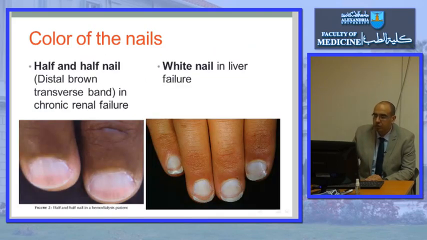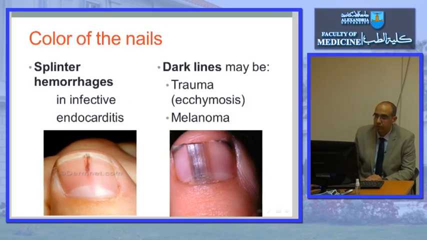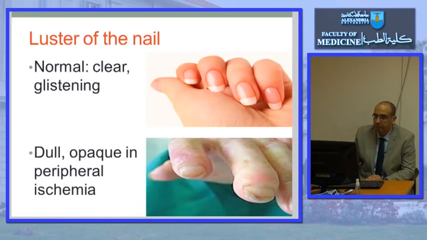Also, important colors and shapes of the finger include half and half nail, like here. Distal brown band is present usually in patients with chronic renal failure, or white nail, as you see here, in case of liver failure. Also, we might find splinter hemorrhage, as in case of infective endocarditis, or dark lines in case of melanoma.